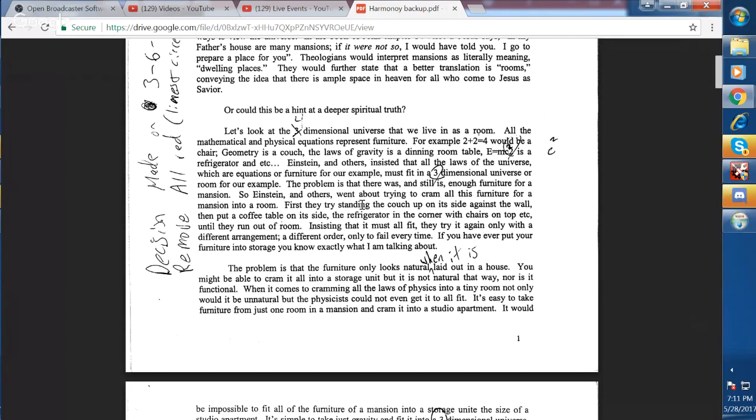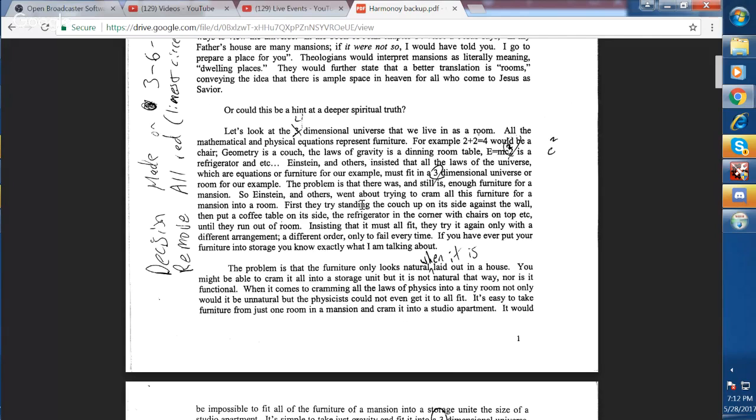So you imagine they're trying to stand the couch up on its side against the wall. They put a coffee table on its side, the refrigerator in the corner. They stack chairs on top, boxes, until they just run out of room every time. And they keep insisting that it almost fit. It has to fit. And they try again with a different arrangement, a different order, only to fail every single time. Now I don't know about you, but I've tried to put my stuff in storage before. So if you've ever tried to put your furniture into a storage unit, you know exactly what I'm talking about. It's kind of hard to cram all your crap in.